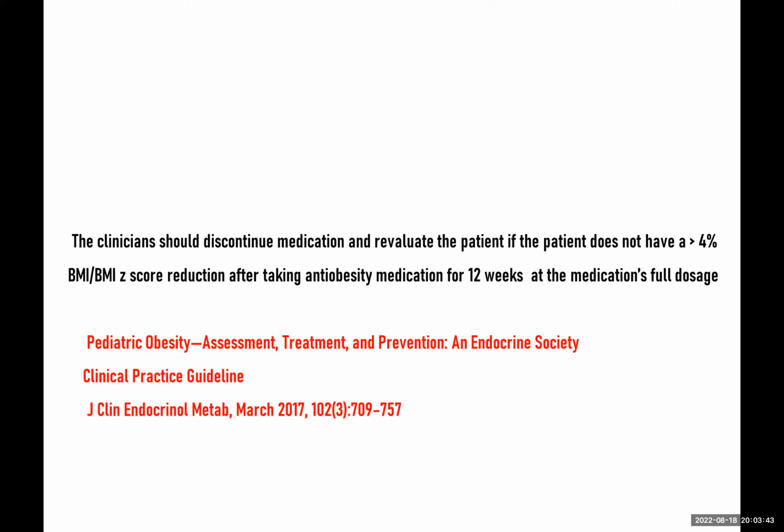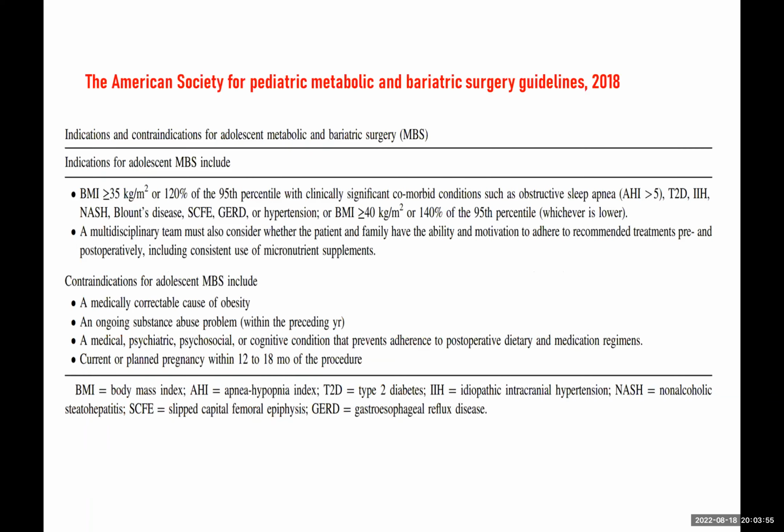So if you give the child the medication at full dose with the lifestyle modification, but there is no improvement, you have to move from this stage to the next stage. There is a lot of controversy regarding bariatric surgery, the indication, and the criteria for pediatric obesity. This is in the American Society for Metabolic and Bariatric Surgery pediatric guideline 2018. This is the latest one: indication and contraindication for adolescent metabolic and bariatric surgery.